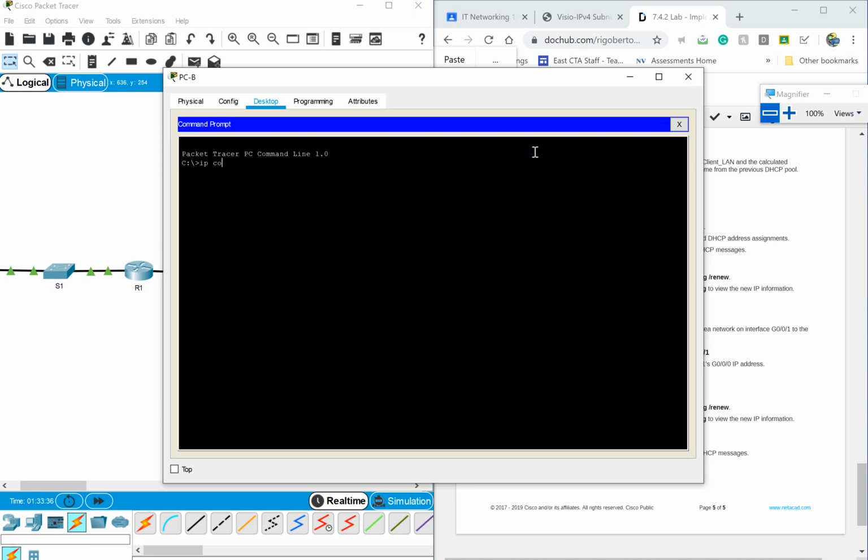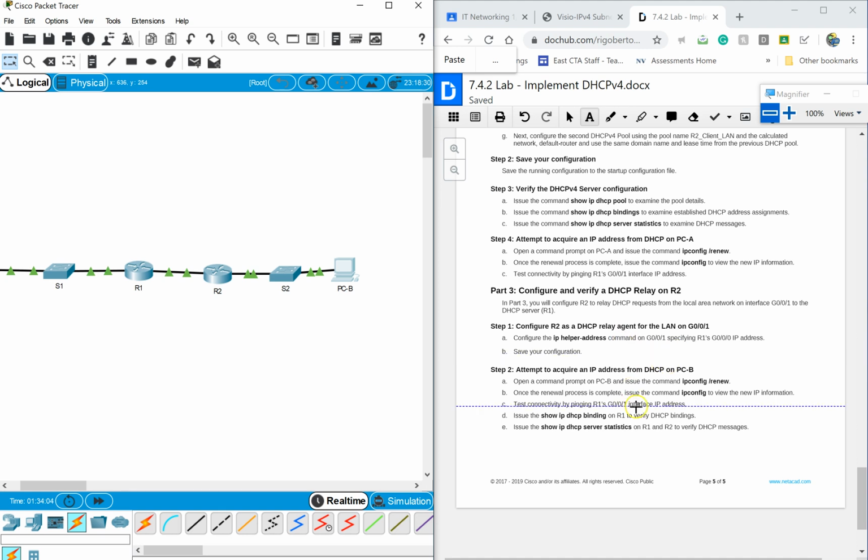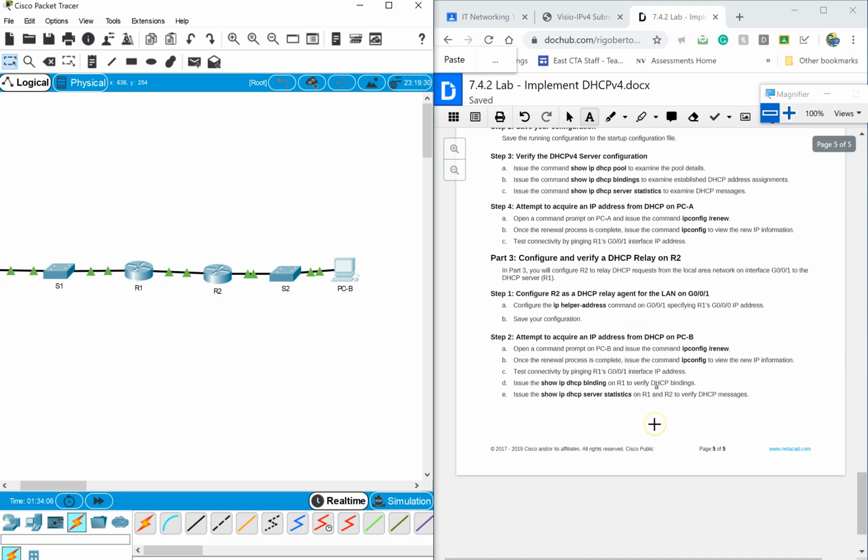So ipconfig, you can do this on Packet Tracer. So ipconfig /renew. And please work. Hey, look at that. I have received IP address 192.168.1.102, 255.255.255.240, and 192.168.1.97 as my default gateway. All right. So, not a problem. We have set up DHCP.